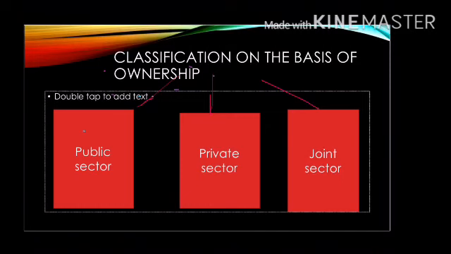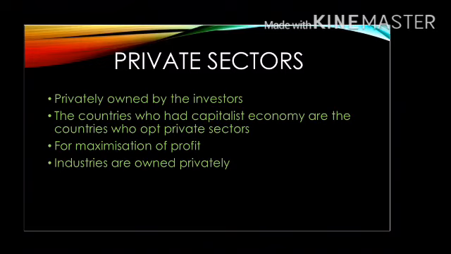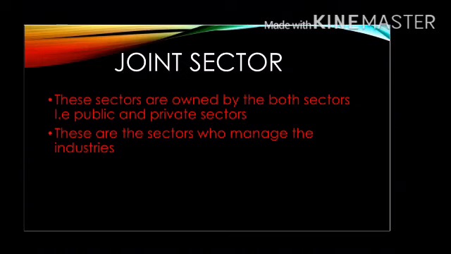Now next we are going to talk about private sectors. They are privately owned by the investors. Their motive is profit maximization. And the last one is joint sector. These sectors are owned by both the public and private sectors, means the motive is social welfare as well as profit maximization. Hence we get to know that these all 3 sectors manage the industries.